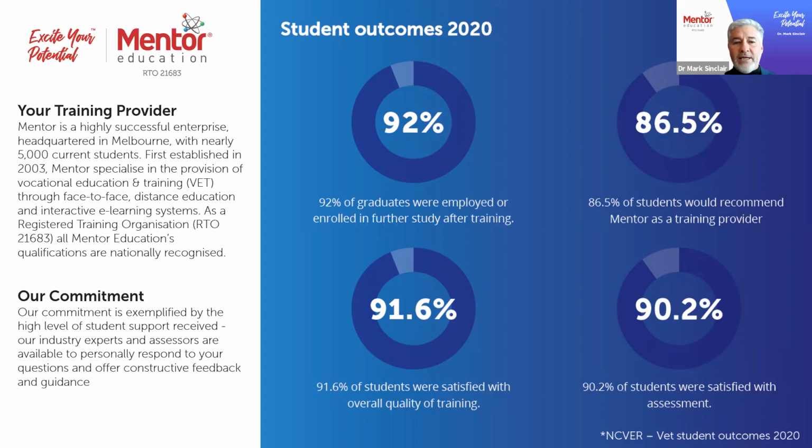So these are 4 indicators that are assessed. 92% of graduates were employed or enrolled in further study after training. So the outcome might be, if you do want to continue on to study, you might progress and go on, but the majority are looking for employment and the like. So that's a really number one key factor. 91.6% of students were satisfied with overall quality of training. 86.5% of students would recommend Mentor as a training provider, and 90.2% of students were satisfied with the assessment.